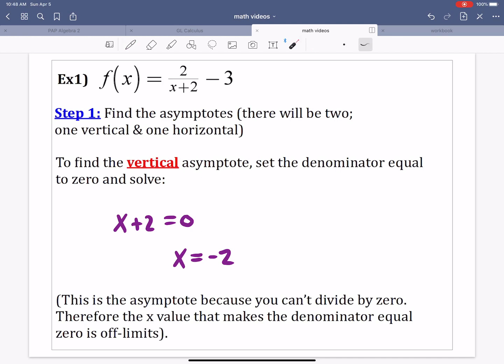Now remember, we are trying to find the x that makes the denominator equal to 0, because that's the x value that's excluded. We are never allowed to use x equals negative 2, because if I used it, I would get a 0 in the denominator of that fraction, which is a big no-no. So x equals negative 2 is the vertical asymptote. I abbreviate vertical asymptote as VA, so you'll see that a lot throughout the next few lessons.